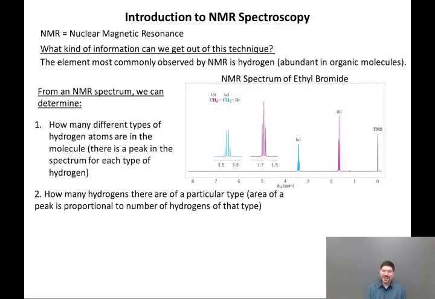So in this case, the peak labeled B is 1.5 times as large in area as the peak labeled A. And that is consistent with the fact that there are 3 hydrogens of type B and only 2 hydrogens of type A.